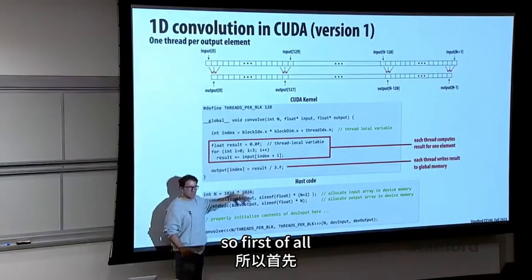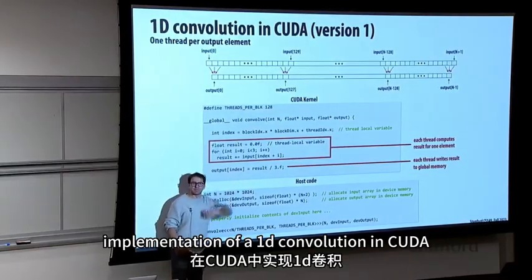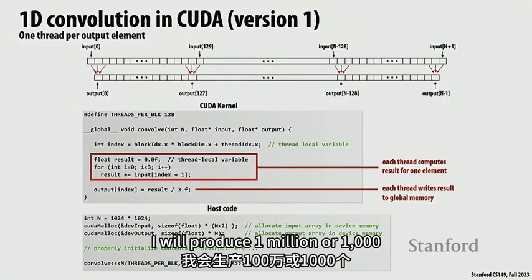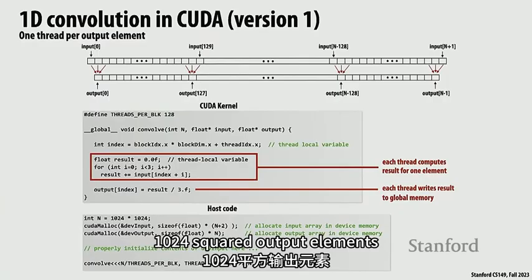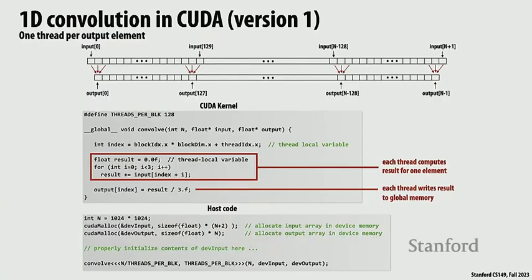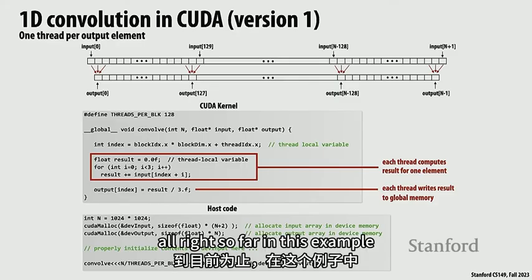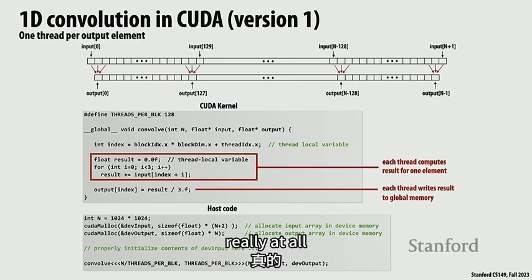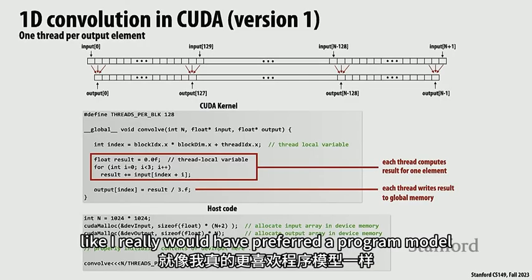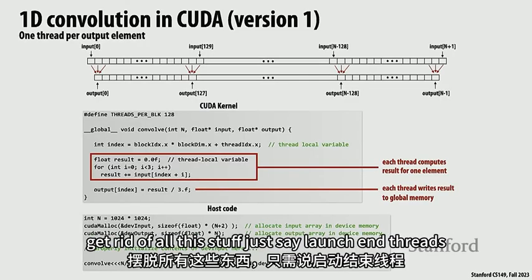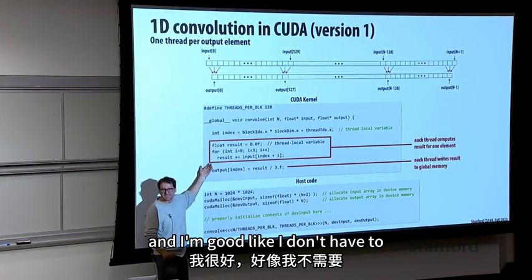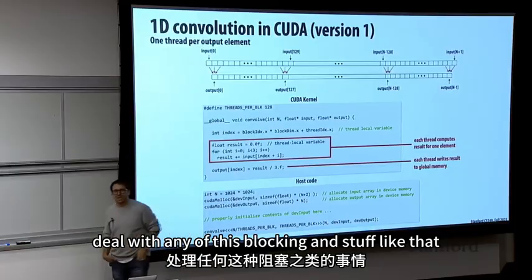So first of all, confirm that this is a correct implementation of a 1D convolution in CUDA. I will produce 1,000,000 or 1024 squared output elements. Okay. So far in this example, I didn't use the idea of threads per block really at all. I really would have preferred a programming model which said, get rid of all this stuff, just say launch n threads, and I'm good. I don't have to deal with any of this blocking and stuff like that.